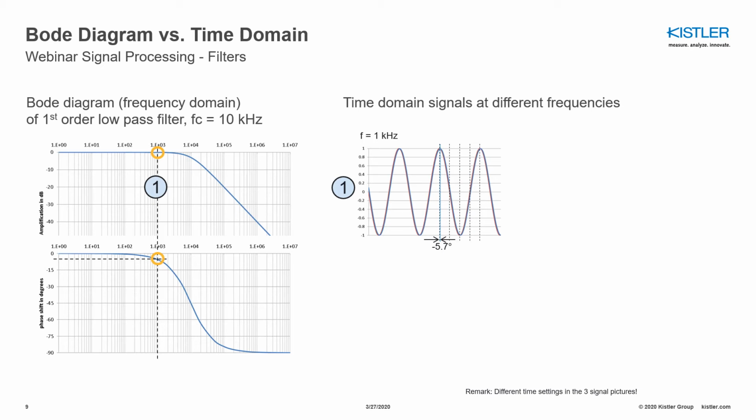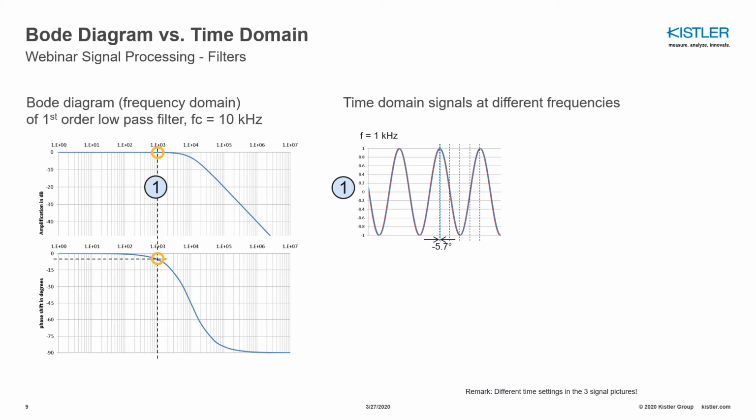So now if we have a look on the right side into the time domain, we see the red signal, which is the input signal, and the blue signal, which is the output signal of the filter. And since we have an amplification of 0 dB, there is still no difference between the amplitudes. So the input signal and the output signal still have the same amplitude. However, there is already this slight phase shift of roughly -6 degrees.